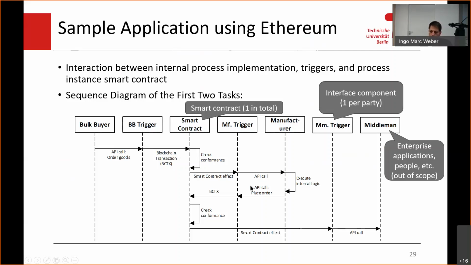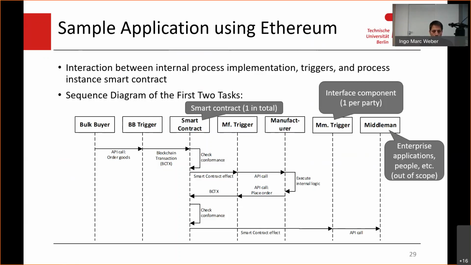And so the smart contract, we have exactly one. But for the interface components, the triggers, we have one per party that is in the business process. And then, of course, we have your ERP system running locally for each of the parties. And we don't need to consider that because the cost for that is the same for cloud and blockchain.